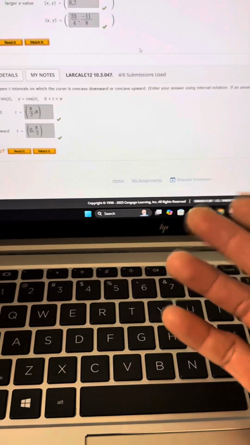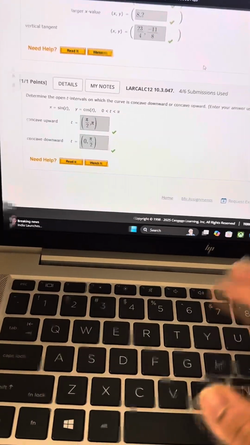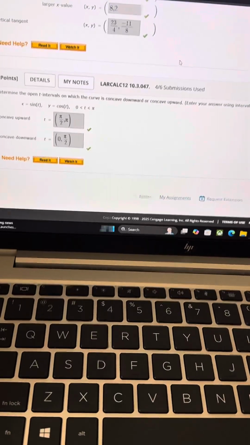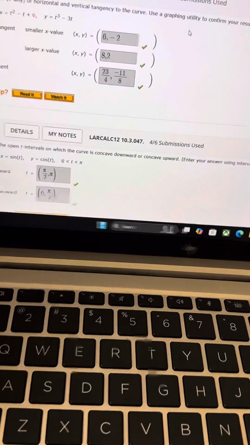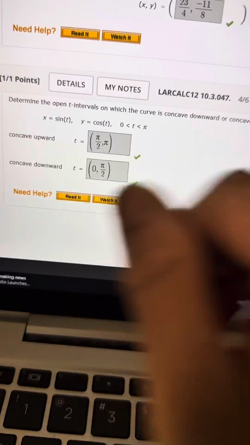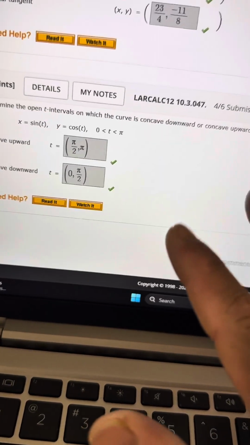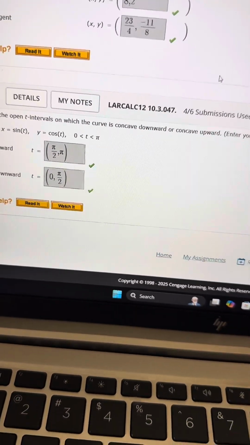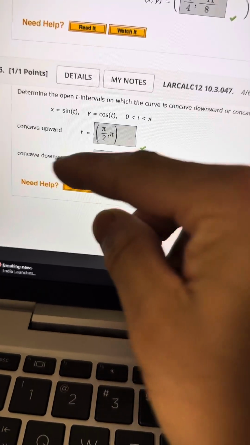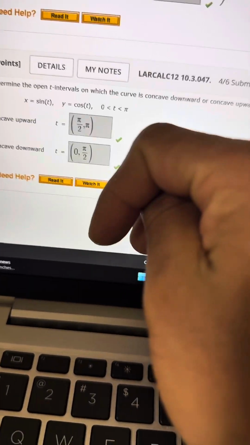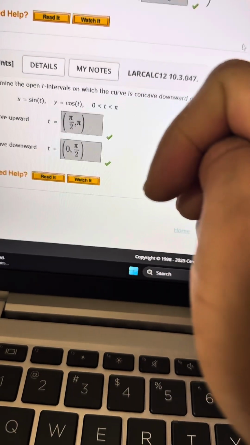Hey guys, for my problem presentation today I'm going to do a problem from chapter 10.3. It is the question as I've given there. Determine the t interval on which the curve is concave downward or concave upward. We are given x equals sin t and y equals cos t.